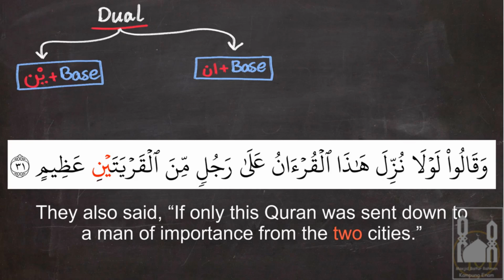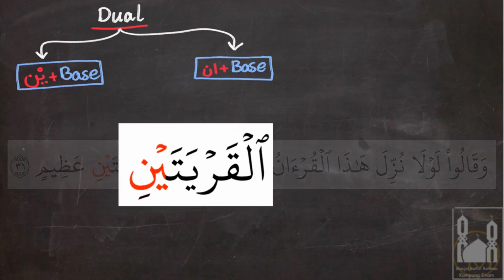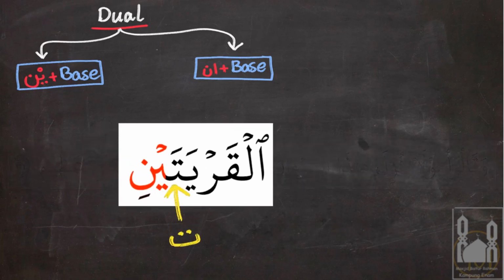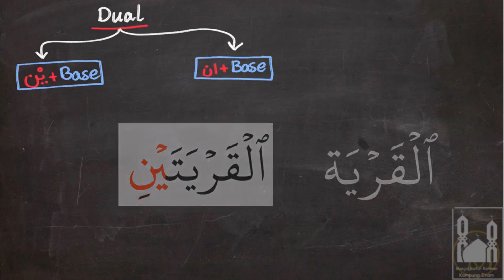And here we see in the translation that the word al-qaryatain is a definite noun and it is also a dual form. What we also notice about this word is that before the ya and noon there is a ta maftuha, which indicates that the original form of this word was ta marbuta. So the original word in this case was al-qarya.